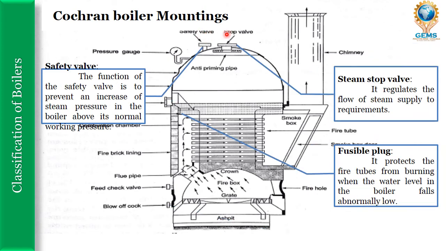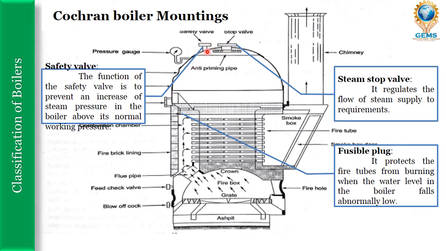Second, the steam stop valve. It regulates the flow of steam supplied to the requirements. So this only regulates the flow of steam. And the fusible plug. The fusible plug is here. It protects the fire tubes from burning when the water level in the boiler falls abnormally low. So this protects the fire tubes. In some cases, if the water level goes below the limit, it will protect the fire tubes from burning.